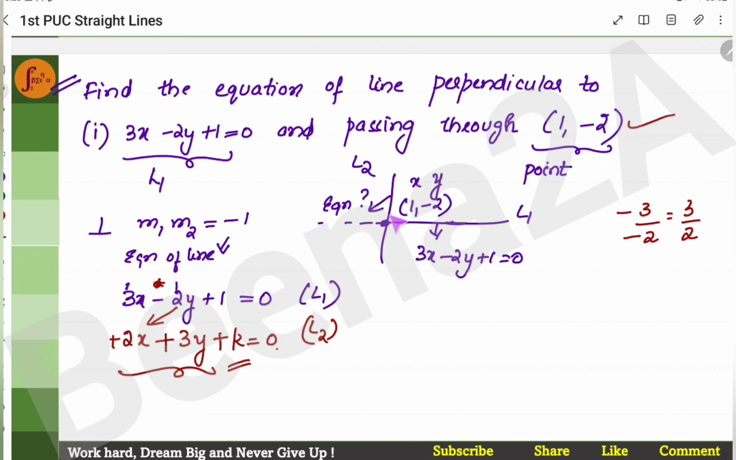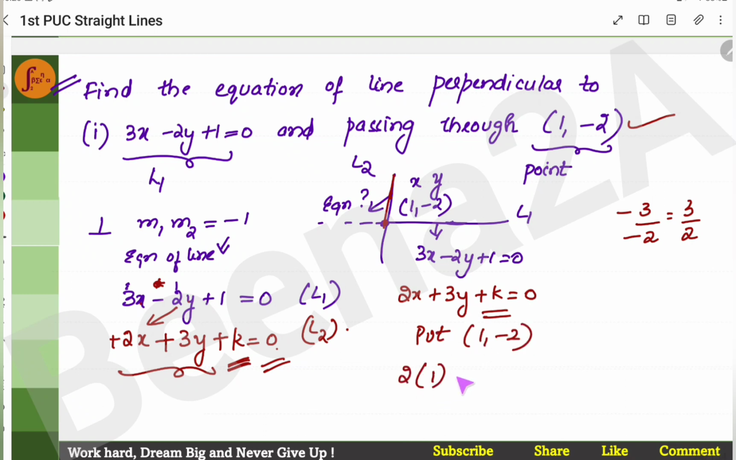Now this point is there on this particular line L2. Right? This line L2 has this particular point (1, -2). Which means if I substitute this point's values in this L2 equation, it will give me 0. Basically, I'll get the k value. So let's substitute into 2x plus 3y plus k is equal to 0. Put the point value, put (1, -2) in this equation.